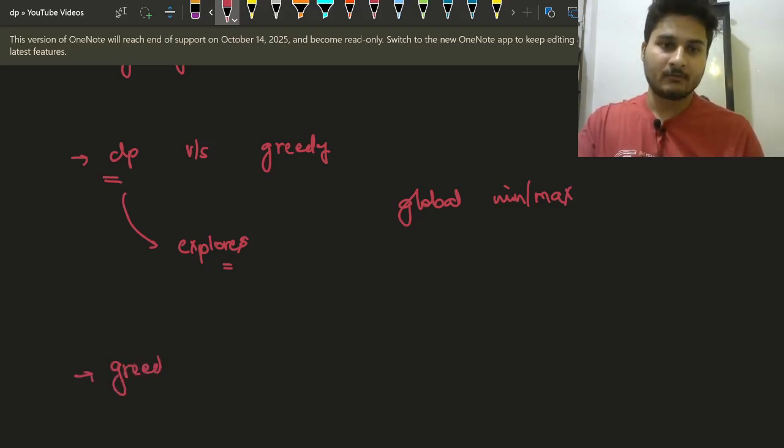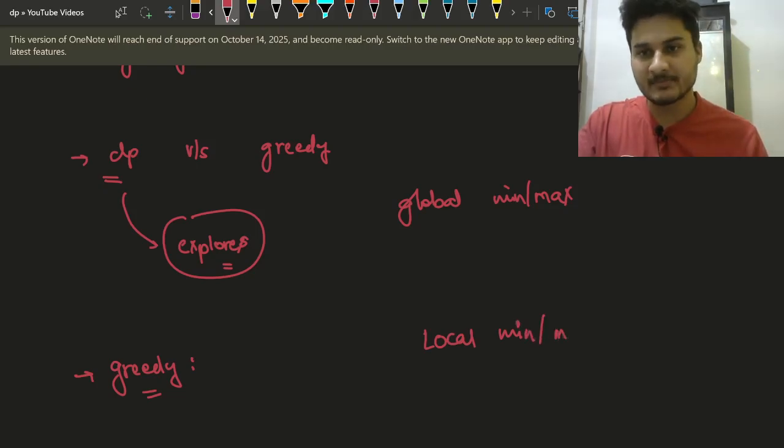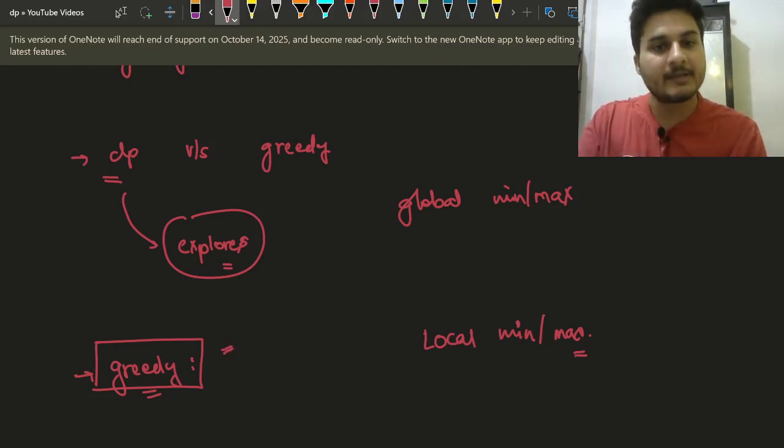But what we do in greedy, and that is why these kinds of problems are called greedy, is we look at certain constraints and whether those constraints allow us the freedom of not exploring all the options. And if we are not exploring all the options and we are just taking the local minimum or maximum at every step and then arrive at a solution, then that solution is said to be solved using a greedy algorithm.